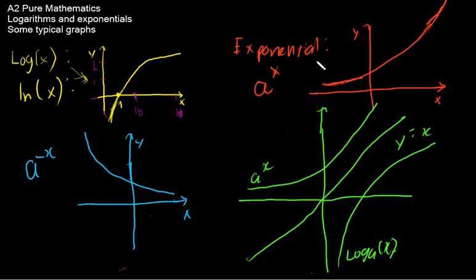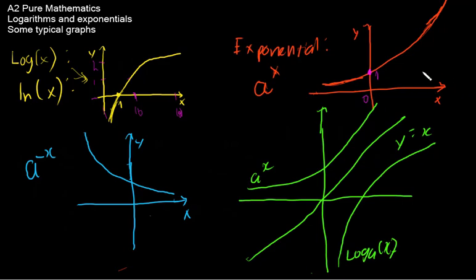Now let's get to the exponential graph. Here, let's just say this is 0. When x is 0, we have a to the power of x equal to 1, right? So here we have 1. But if x is smaller than 0, then a to the power of x gets smaller and smaller than 1, but it never touches 0. Remember, it never touches 0.